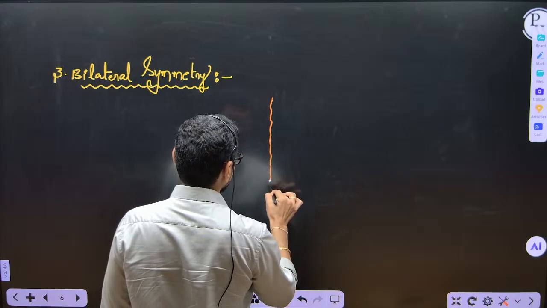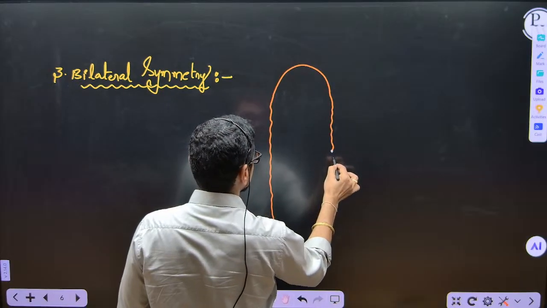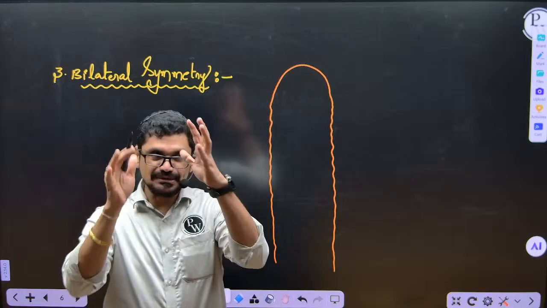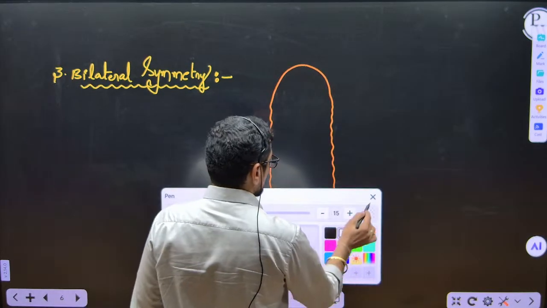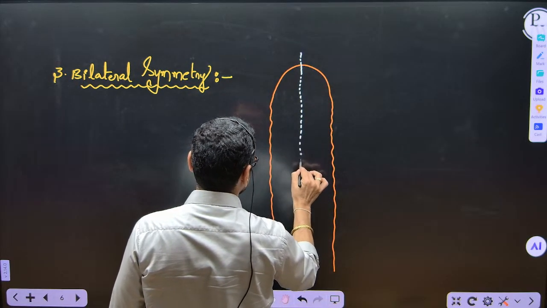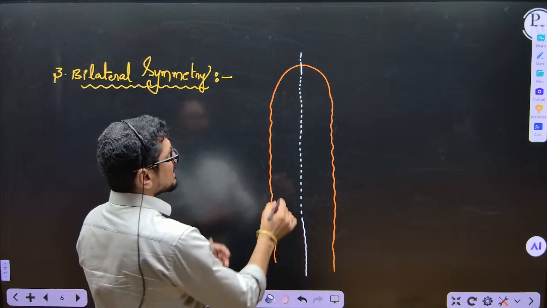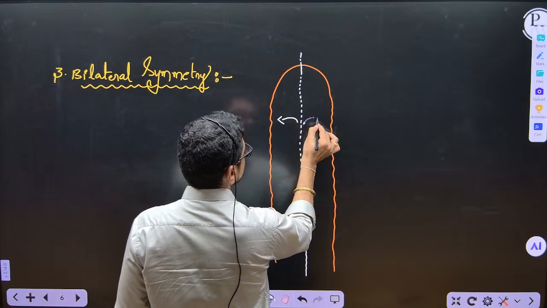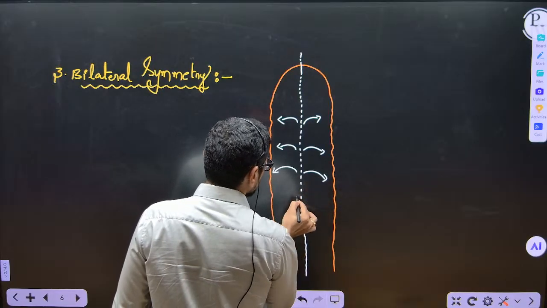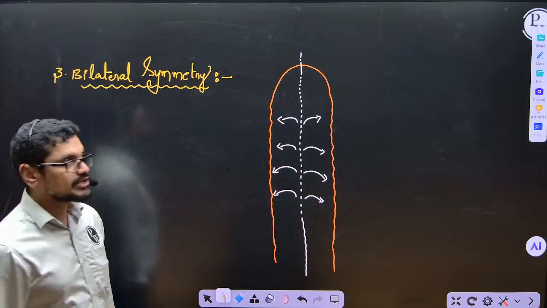Imagine this is an earthworm. I think you might have seen an earthworm. The body is segmented, right? Now, see this. I will cut the earthworm like this into two equal halves. Some organs are present internally. One organ is present on this side, another organ on this side, one on the left, another on the right. So only in this direction you are able to cut the organism into two equal halves. Two equal halves, that is bilateral symmetry.